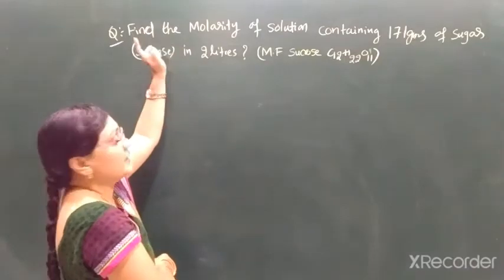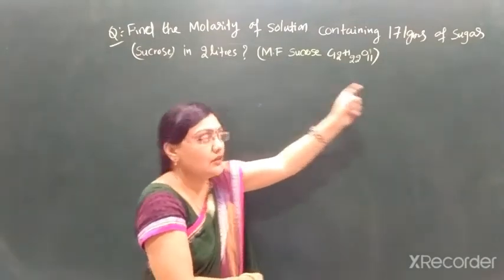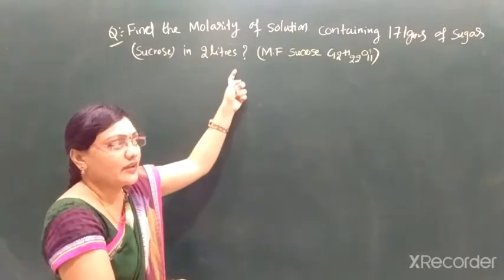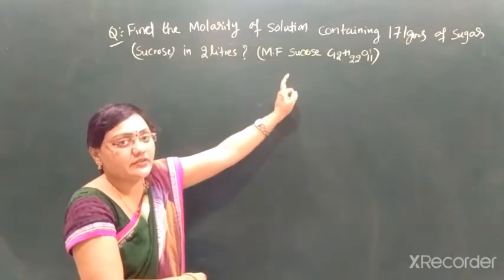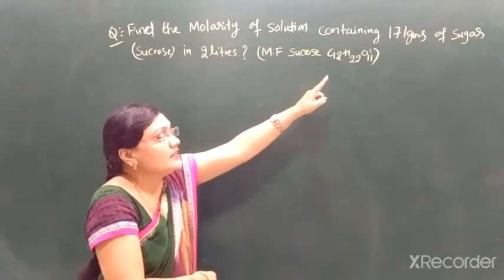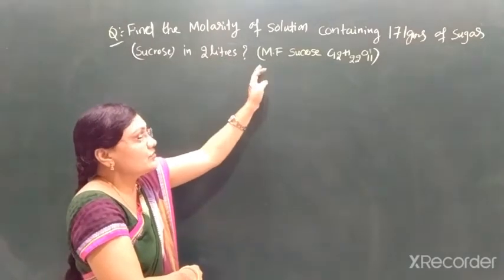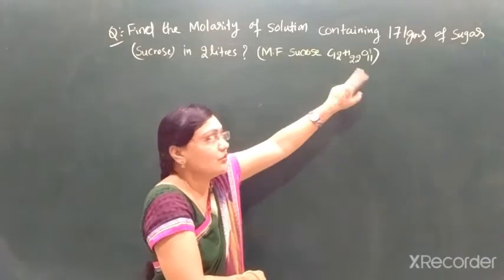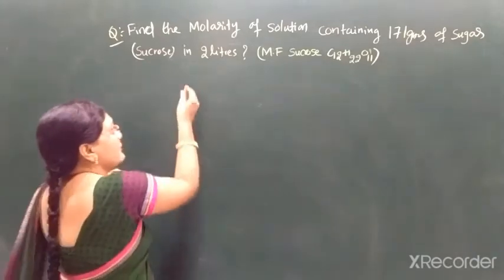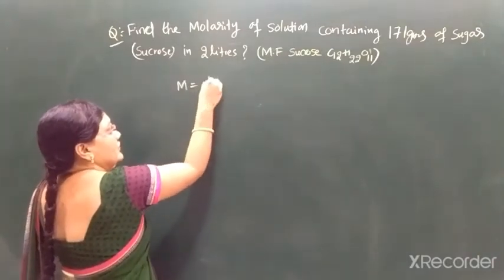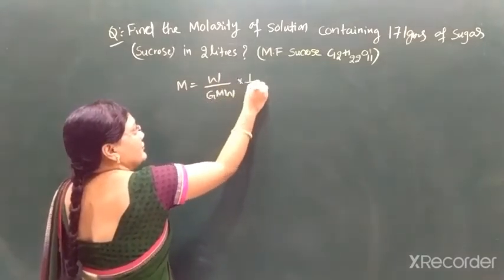Okay, next problem is very important. Find the molarity of a solution containing 171 grams of sugar in 2 liters. Sugar or sucrose. The sucrose formula is C12H22O11. Then the formula is M equal to weight by gram molecular weight into 1 by V in liters.